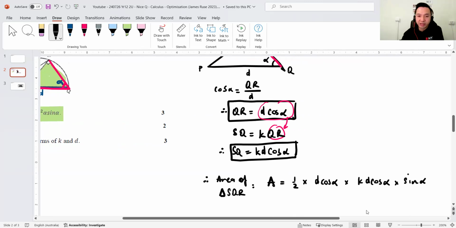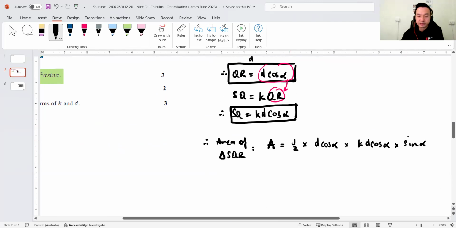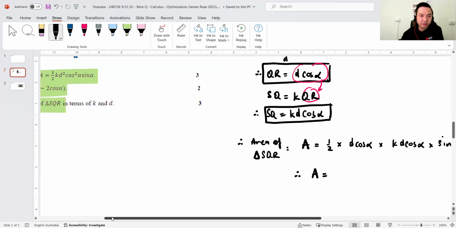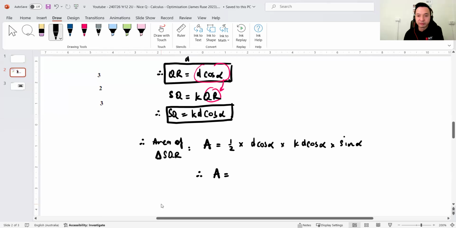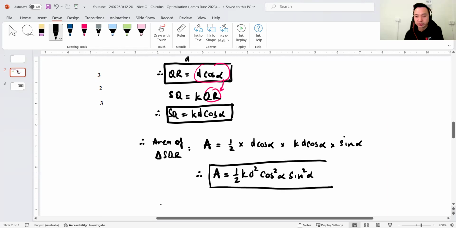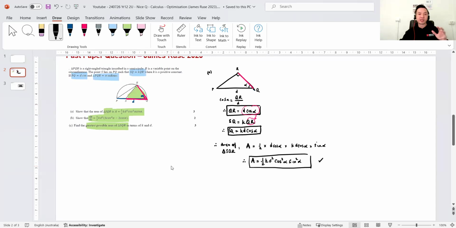Now, if you simplify that, I think you got it, right? For 3 marks, it's not too bad, actually. Therefore, area is now, how did they want me to state it? Did I put a half in front? Yep, half KD, perfect. Half KD squared, cos squared alpha, sine squared alpha. That's exactly what they want. Not a bad start, right? So that's part A.